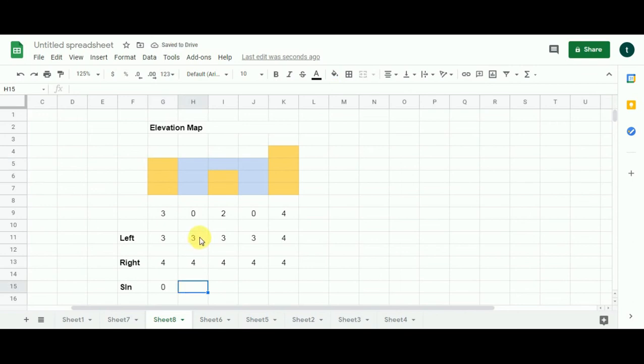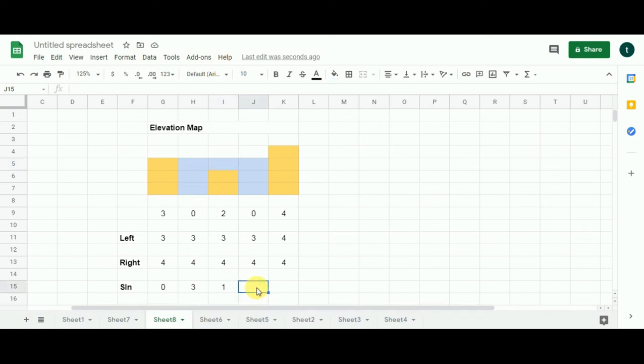Alright, now for position 2, the minimum value out of these two is 3. Okay, if I subtract 0 from this 3, I am going to get 3 as the answer, and you can see that we store 3 units of water over here. Okay, now over here for this position, the minimum value out of these two is 3. 3 minus 2 is going to give me 1, and you can see that 1 unit of water gets trapped over here, can be stored over here.